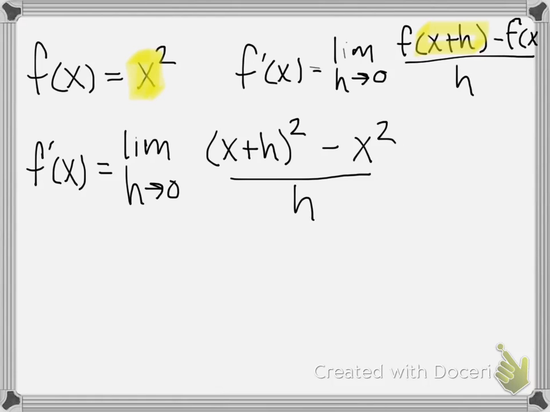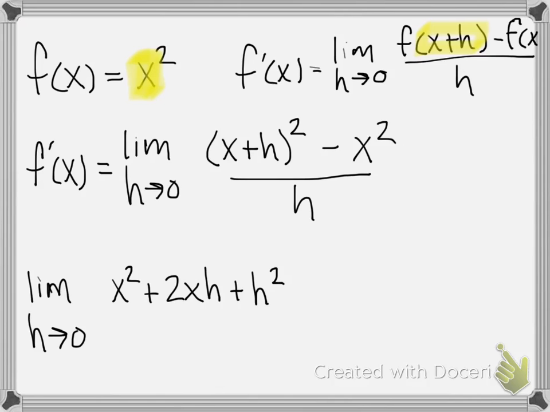So we can go ahead and do our limit as h goes to 0 of x squared plus 2xh plus h squared, and that's what we come up with whenever we go through and actually do the distributive property or the full method just by squaring that. And if you need to know how to do that, I can go ahead and write it out this way.